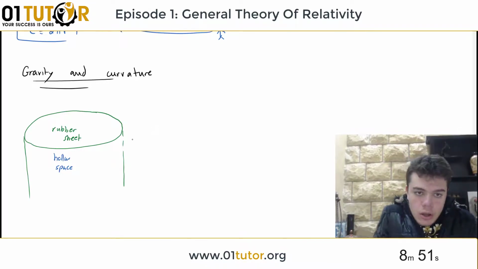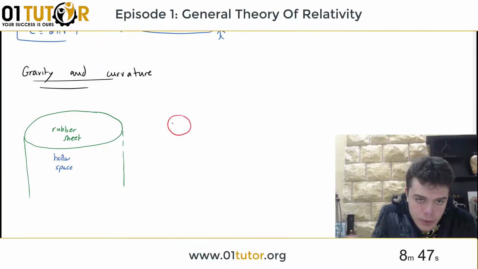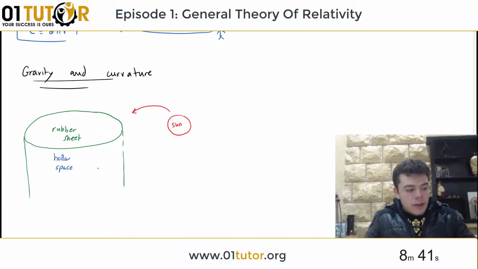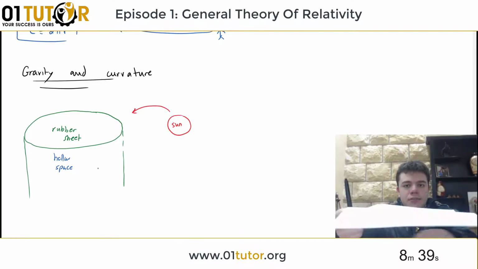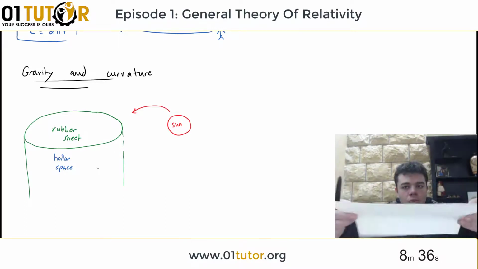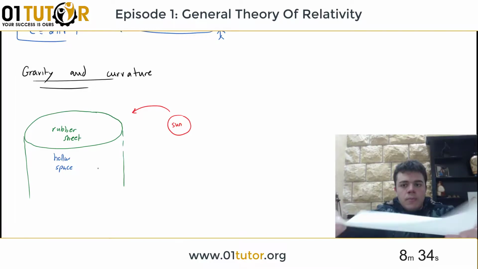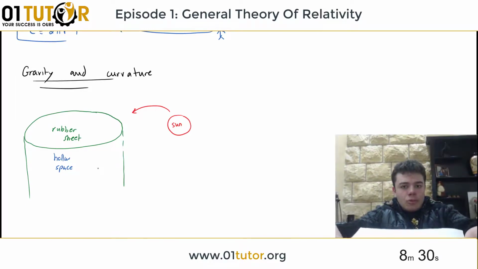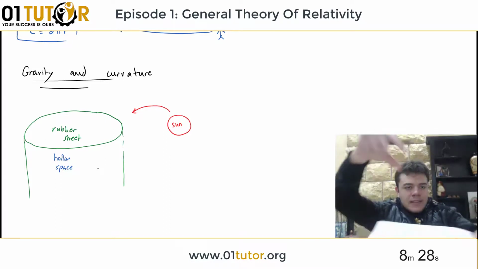So if you get a ball here which represents the sun, this is the sun, and you place it on the rubber sheet. What do you think will happen if there is hollow space, if there is nothing below the rubber sheet, and I'm holding it from all of these sides, and it's circular? What do you think will happen when I place a ball in the middle?